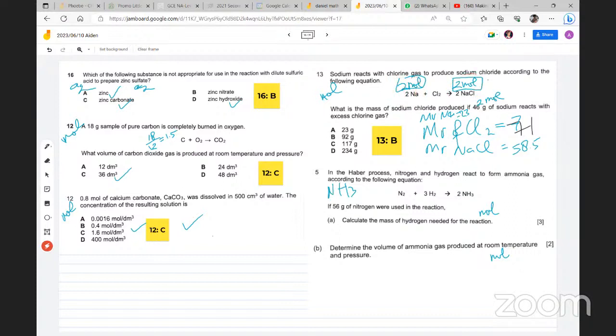So if you have 2 mole of NaCl and you have the MR of NaCl, then your answer would be 117. Correct, which is not B. Not B. That would be C. Yeah. Which makes sense.